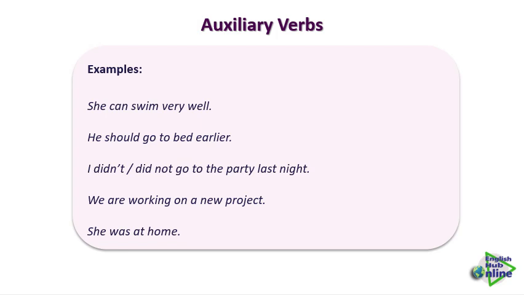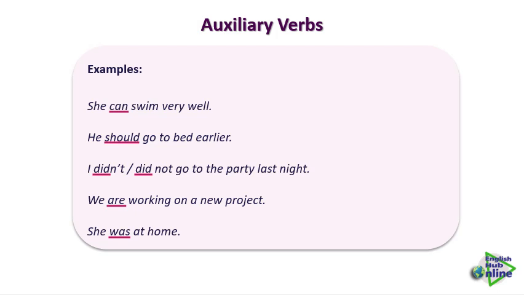In the first sentence, the auxiliary verb is can. In the second sentence, the auxiliary verb is should. In the third sentence, the auxiliary is did. In the fourth sentence, the auxiliary verb is are. And in the fifth sentence, the auxiliary is was.